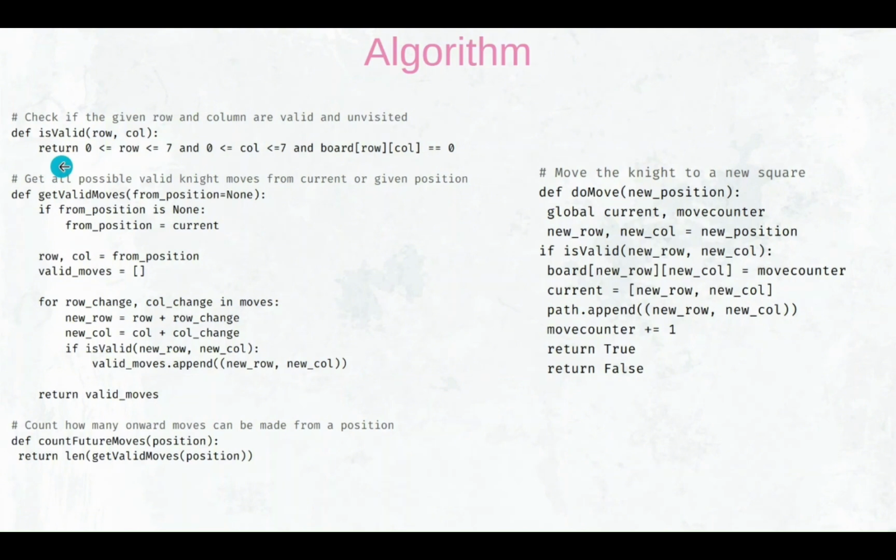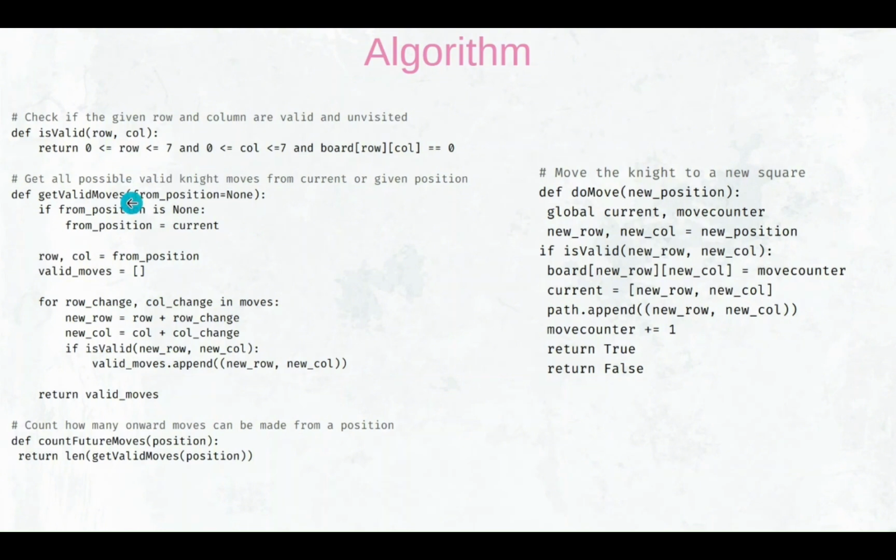The second function is getValidMoves, and this function will get all the valid moves that we can have from a specific position. Now, about the input of this function, you can either input a specific position that you want, or you can leave it empty. In the case that it's empty, or basically None, the default position that will be used is the current position that's saved in the current variable. So basically, this function is flexible in terms of the input.